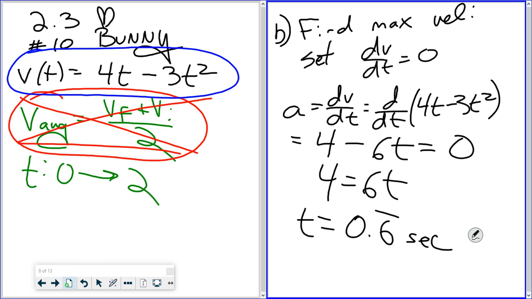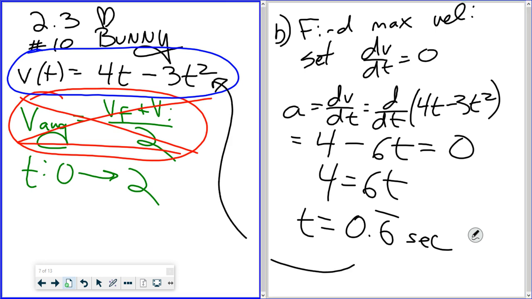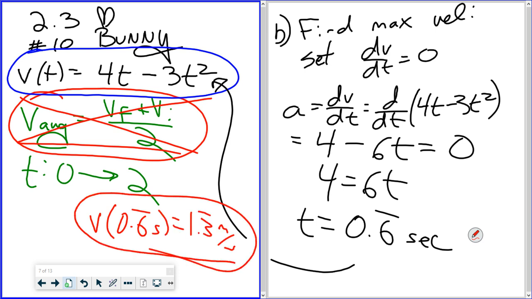seconds. So now how do I find my maximum velocity? Plug it back into the velocity equation, right? And it gives you 1.3 meters a second. Again, remember the answer key was wrong. Got this correction over here. And so the velocity at 0.6 seconds is 1.3 meters a second. So there's your answer for part B.